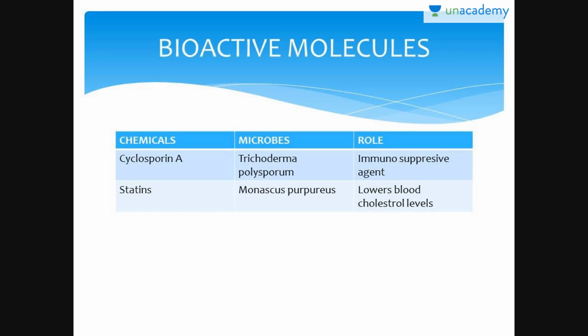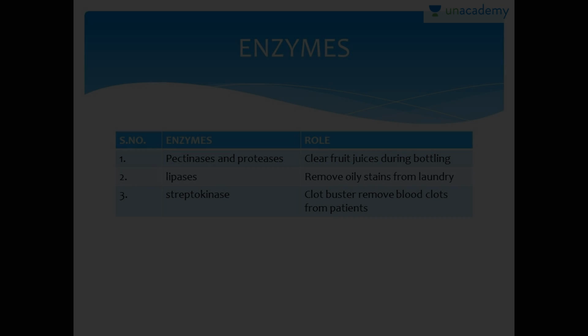Then bioactive molecules. Cyclosporin A, the responsible microbes are Trichoderma polysporum, and its role is as an immunosuppressive agent. Then statins. Monascus purpureus is responsible for the chemical statin, which lowers down the blood cholesterol levels. So statins are prescribed to those who've got higher blood cholesterol levels, and it lowers them down.